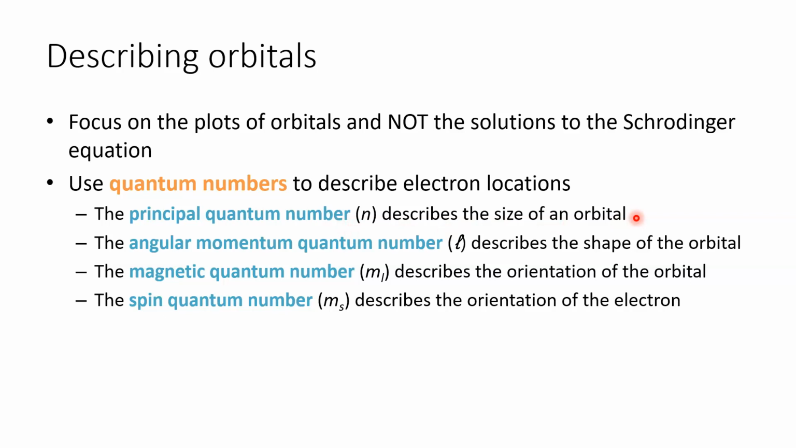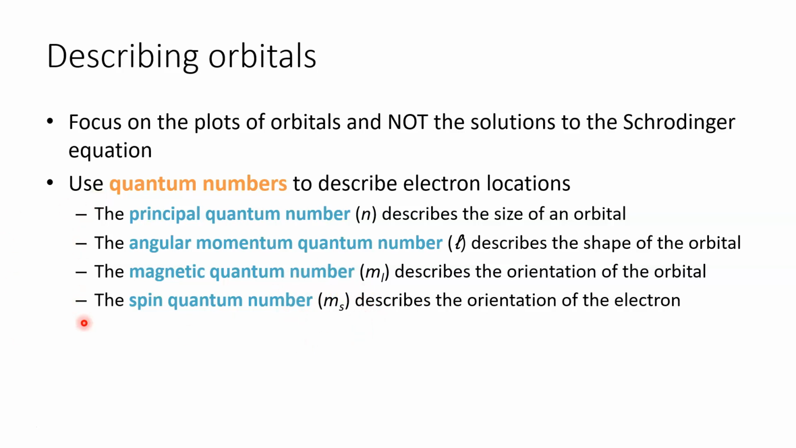So first off, you have to know where you're at in space. How large is the space? Then we have this angular momentum quantum number. It's script l. It describes the shape of the orbital. And then there's the magnetic quantum number, which describes the orientation of the orbital, and then the spin quantum number, and this is related only to the electron. It's basically the orientation of the electron.